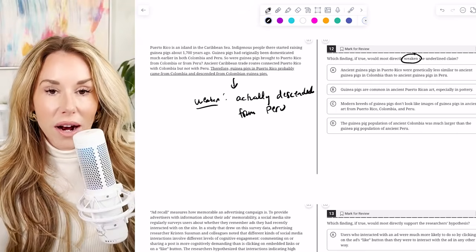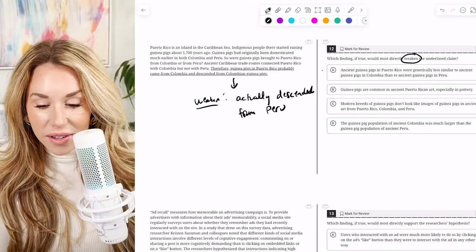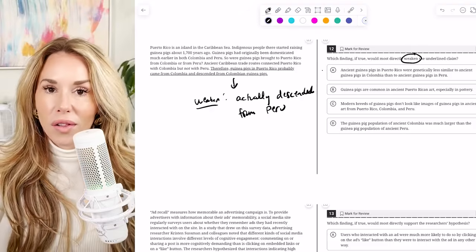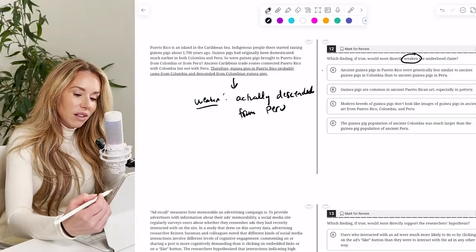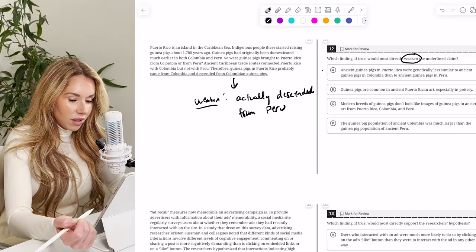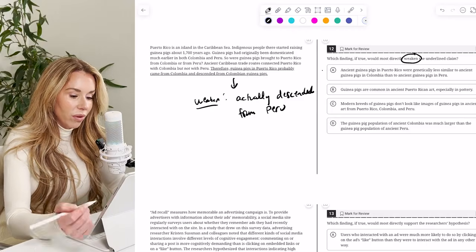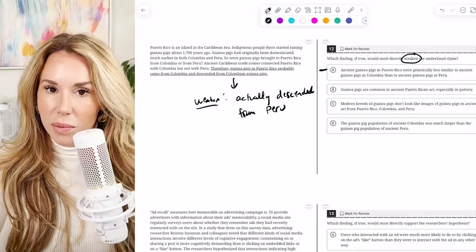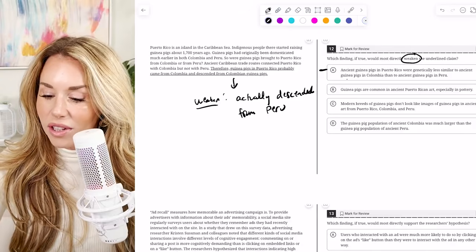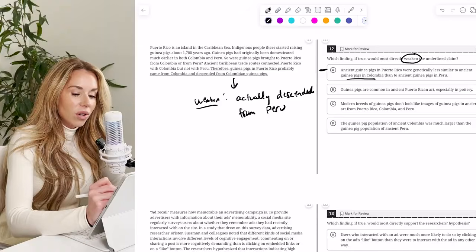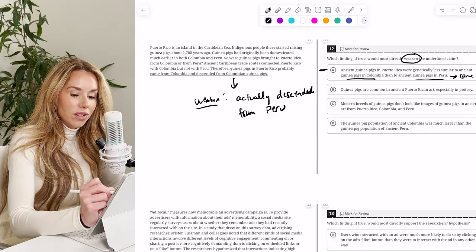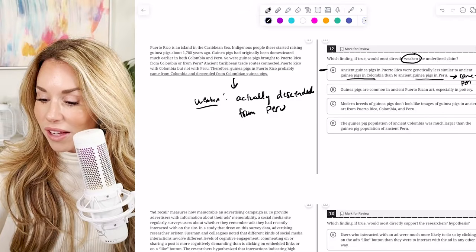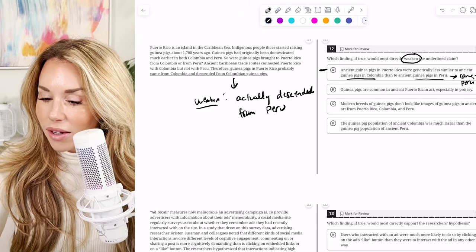Maybe there was a trade route that they discovered that they didn't realize actually went through Peru. I don't know. Let's find out. A. Ancient guinea pigs in Puerto Rico were genetically less similar to ancient guinea pigs in Colombia than to ancient guinea pigs in Peru. Ooh, that would make sense, possibly, because if they're less similar to guinea pigs in Colombia and more similar to guinea pigs in Peru, that would imply they came from Peru instead, which would weaken the claim that they came from Colombia.